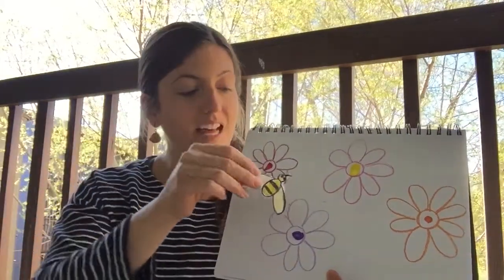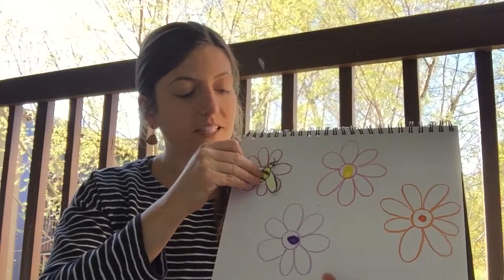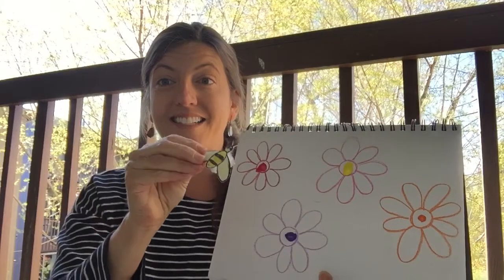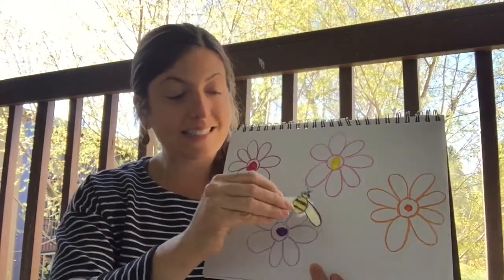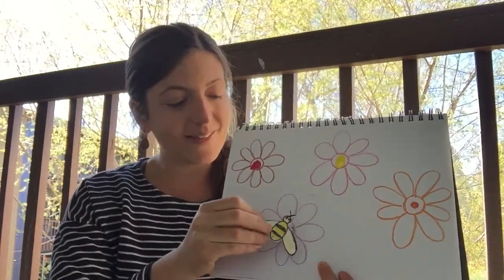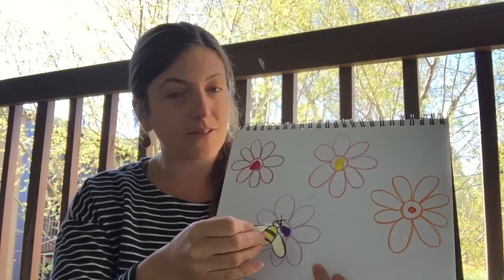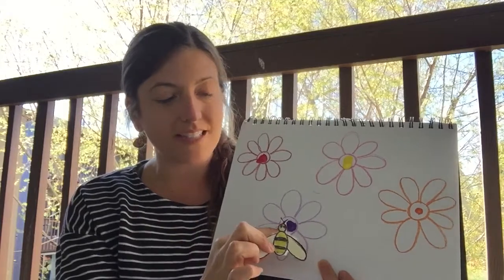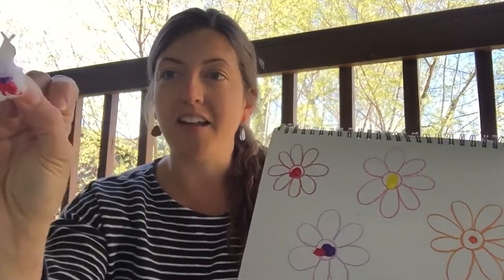Bzzz. Oh, this flower looks good. Oh, drinks a little nectar. Has a little pollen on them. Flies to the next flower. Bzzz. Ooh, this flower looks good. Let me get a little bit of this nectar. Oh, and now look here. He has some pollen from this flower onto this flower, and he's got two kinds of pollen on his body.